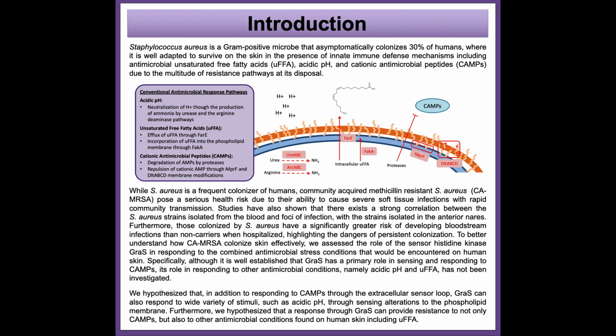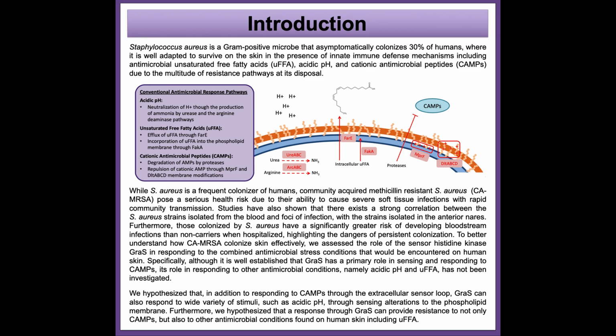Staphylococcus aureus is a very interesting pathogen in that it asymptomatically colonizes 30% of the population. This is a serious health concern, as those who are colonized have a much higher chance of becoming infected once admitted to a hospital, and furthermore, it's usually the strains that they're colonized with that then subsequently infect them. So understanding how Staphylococcus aureus can persist on skin, even in the presence of acidic pH, unsaturated free fatty acids, and cationic antimicrobial peptides is paramount for new treatment options.